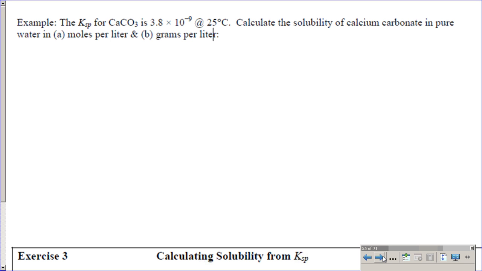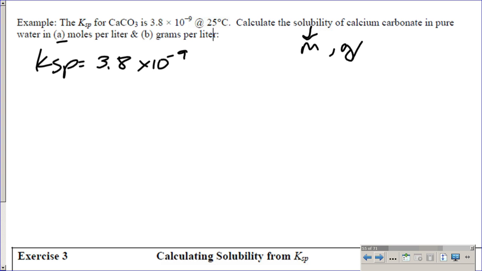The second example they gave you was actually right above exercise 3, but I'm going to show you the difference between molar solubility and just general solubility. The Ksp value for calcium carbonate is 3.8 times 10 to the negative 9. That's your given. Calculate the solubility. In this case, part A is asking for molar solubility, and then part B is asking for grams per liter solubility. So I've written my Ksp value. What's my BCE?